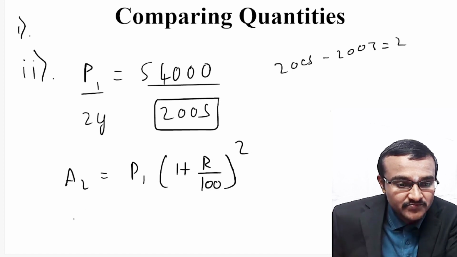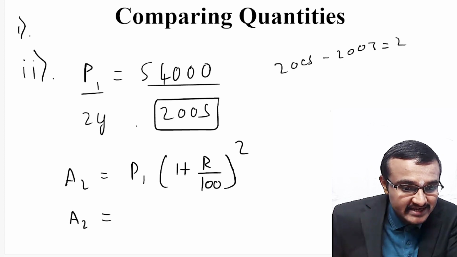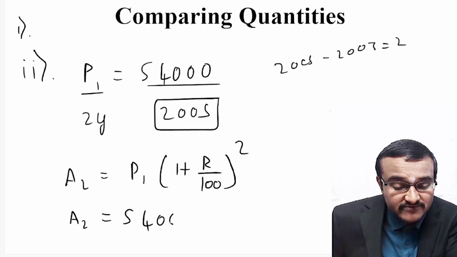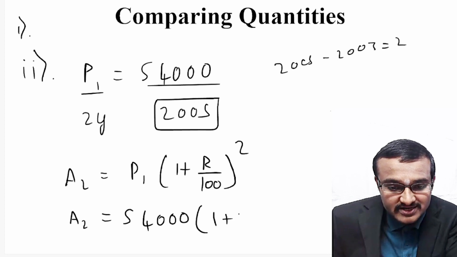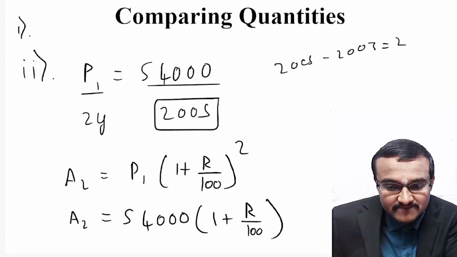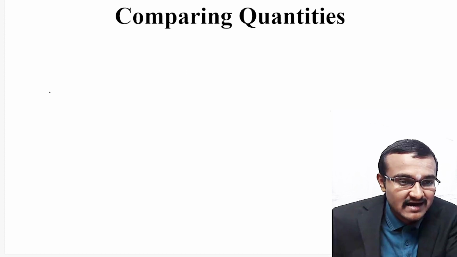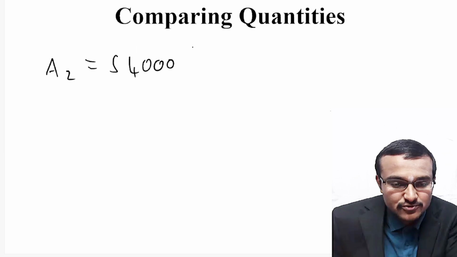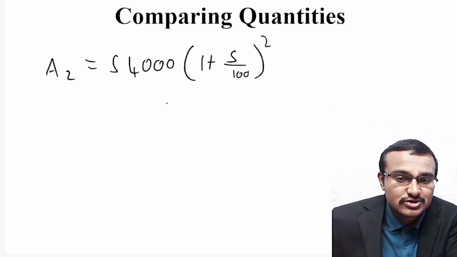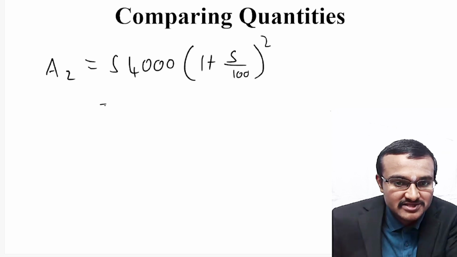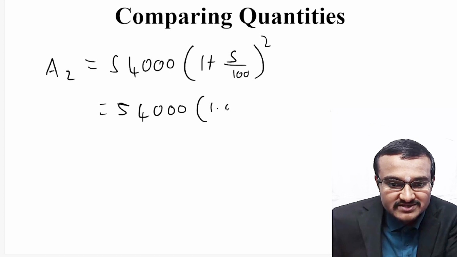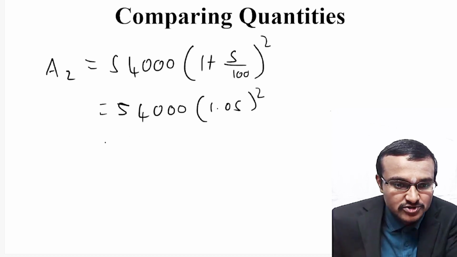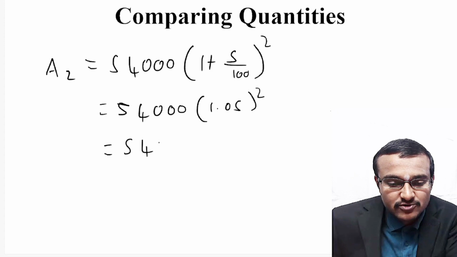So here A2 we don't know. So A2 will be equal to P1, which is 54,000, into (1 plus R by 100) whole square. So what is R? R is actually 5. So A2 will be equal to 54,000 into (1 plus 5 by 100) whole power 2. When you solve this 1 plus 5 by 100, we already know that it will be 1.05. So 1.05 whole square. So what is 1.05 whole square?